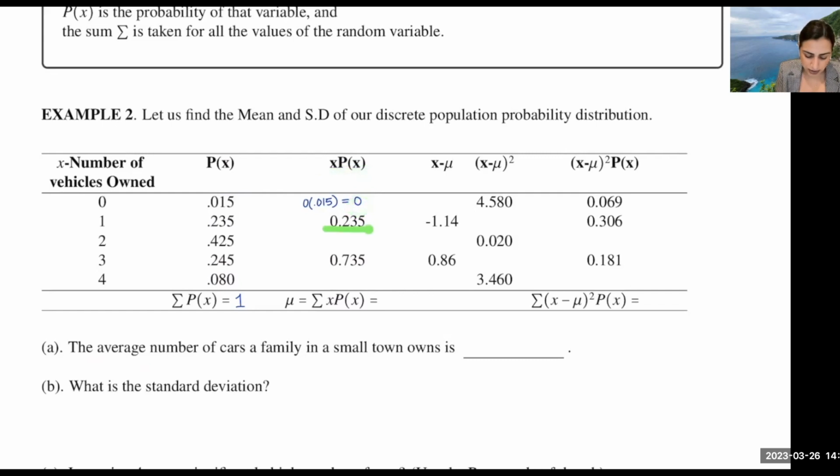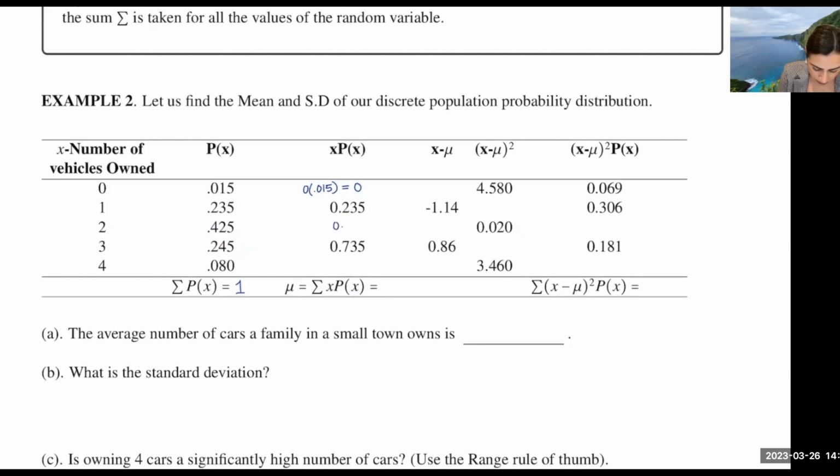That's the same thing I did to get this one, right? 1 times 0.235 is 0.235. So now we're going to go ahead and do that for the next one. So we're going to do 2 times 0.425, and that's actually going to give us the value 0.85. 3 times 0.245 is this value here, 0.735.